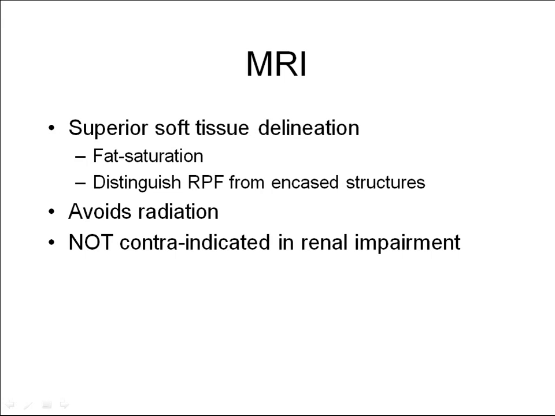MRI is often considered to show superior soft tissue delineation, especially with fat-saturated T2 sequences. This allows for distinguishment of RPF from its encased structures, including the ureters, and avoids radiation. Also, contrast with MRI, gadolinium, is not contraindicated in renal impairment.